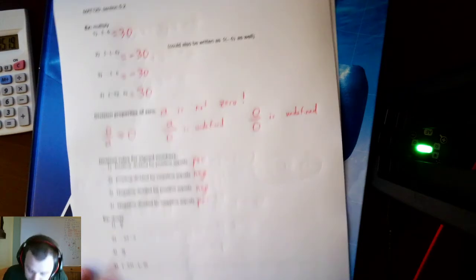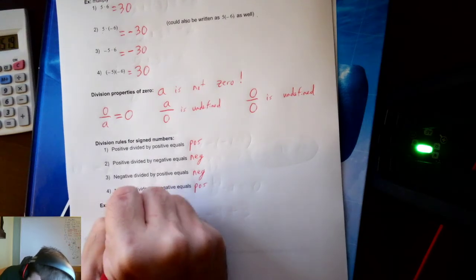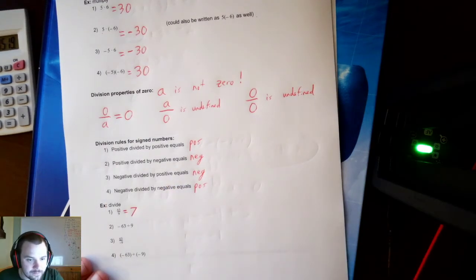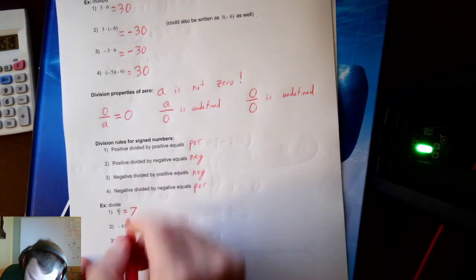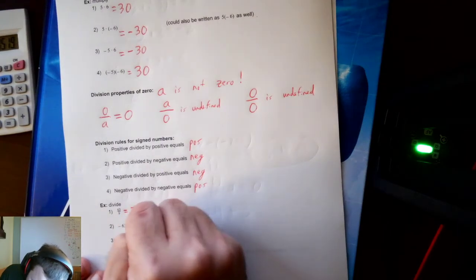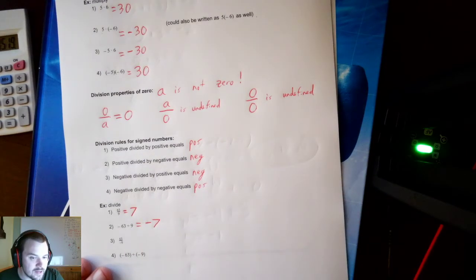So let's take a look here. 63 divided by 9. Well, they're both positive, so that'll be 7. Negative 63 divided by positive 9. They've got different signs, so it'll be negative. Still going to be 7, though, right? 63 over 9 is still 7.